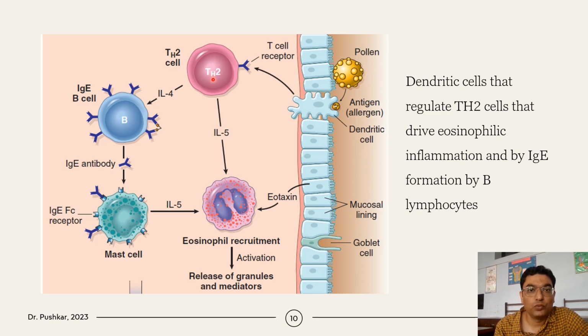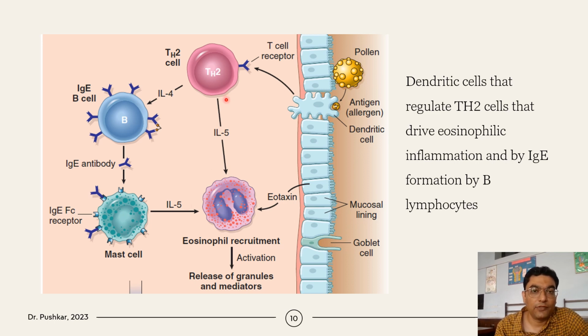Okay, so the TH2 lymphocytes are activated, and they will release interleukin 4 and interleukin 5. So interleukin 4 will activate the B cells, and these B cells will release the IgE antibody, a very important antibody which is formed in asthma. So this IgE antibody will bind to the Fc receptor of the mast cells. So the IgE mediated activation of the mast cells will lead to the release of various mediators, including interleukin 5.